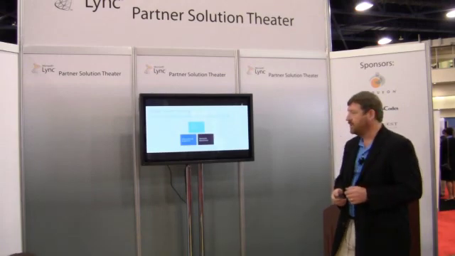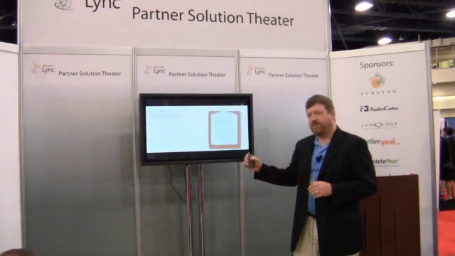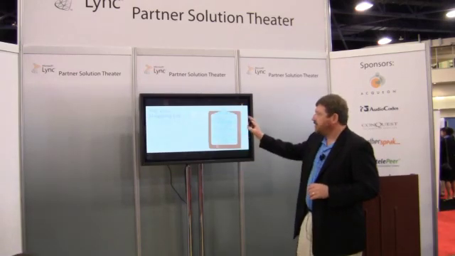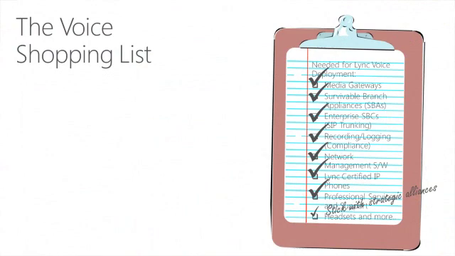What kind of resources? So these are the reasons why folks got caught in the pilot trap. What we've discovered is that you need to have the shopping list, and you're going to need media gateways, session border controllers a lot of times, or survivable branch appliances. You're going to need recording and logging often as part of your solution.